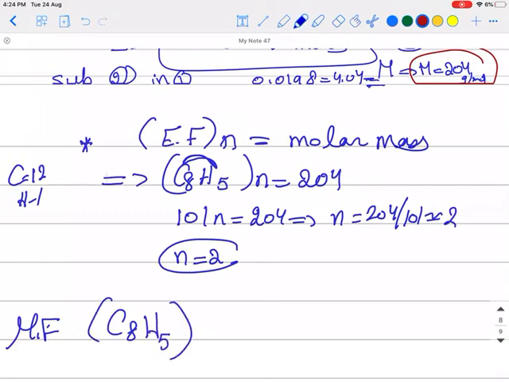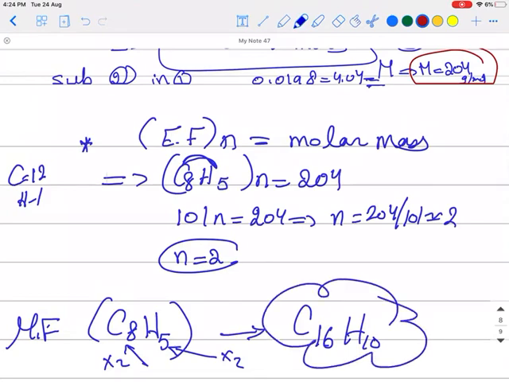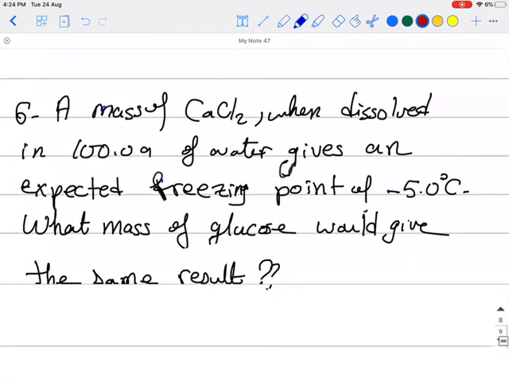So for C8H5, I multiply all the subscripts by 2. This is the number I found, and the molecular formula turns out to be C16H10. Like this, we're done with this problem.